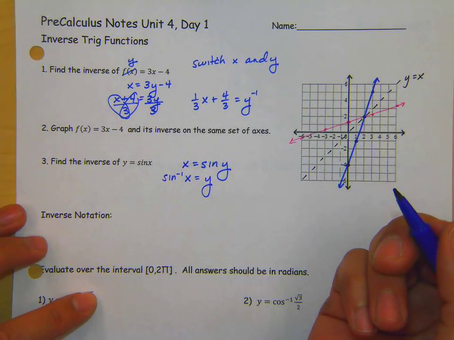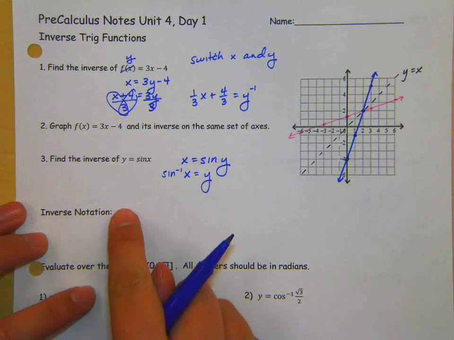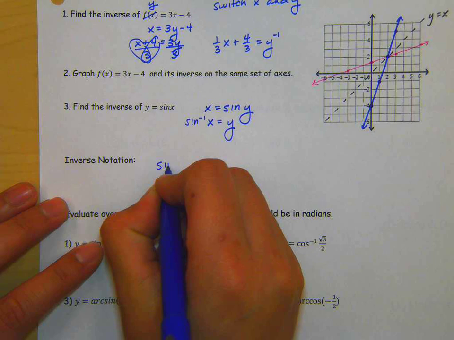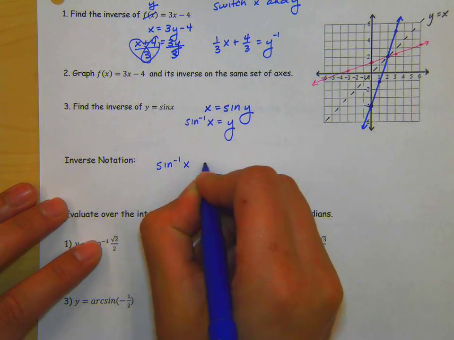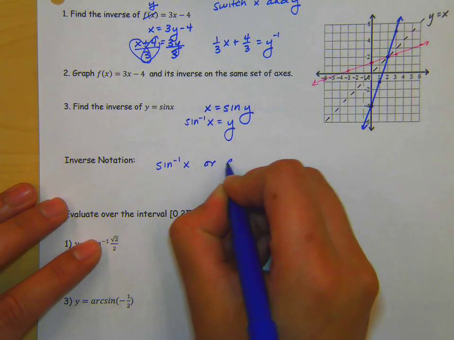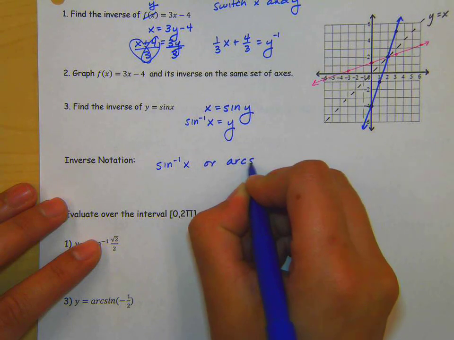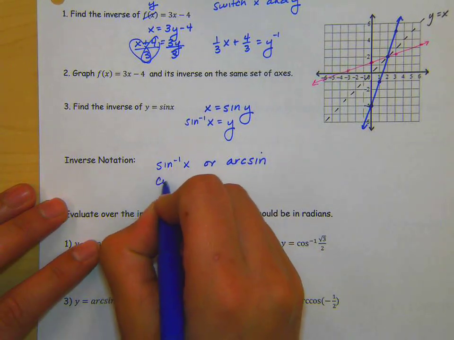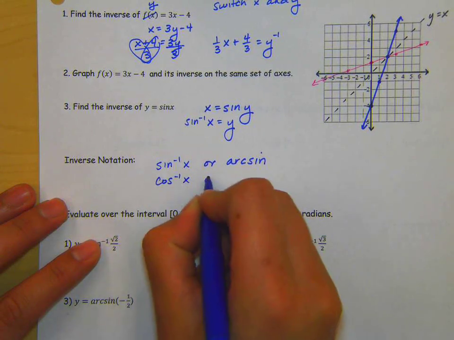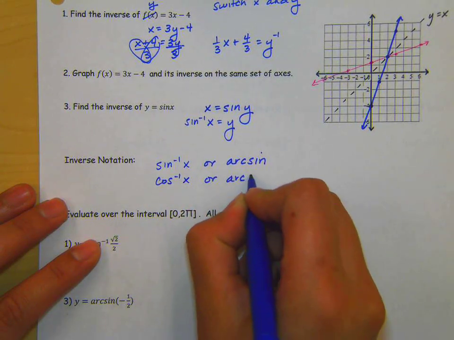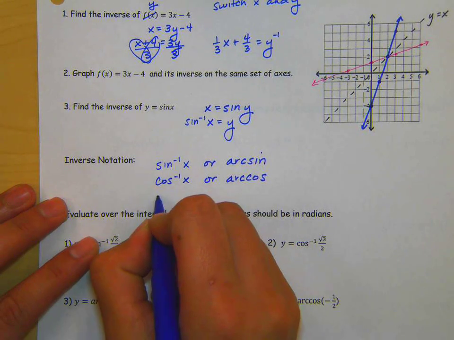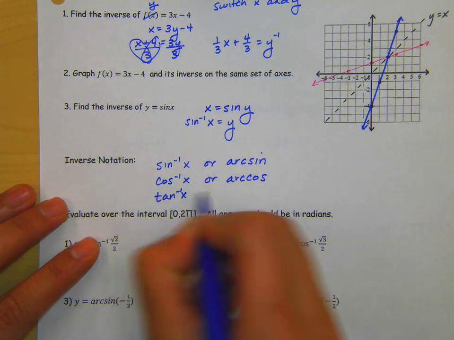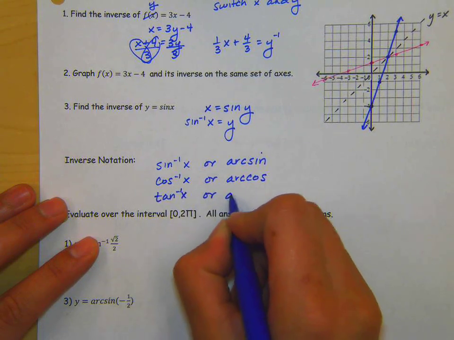Okay? So there are actually two ways you could write inverse sine. You could write it just like this, or you'll see it written sometimes as arc sine. So if I had the inverse cosine, you'll sometimes see it written as arc cosine. And lastly, inverse tangent could be written as arc tan.